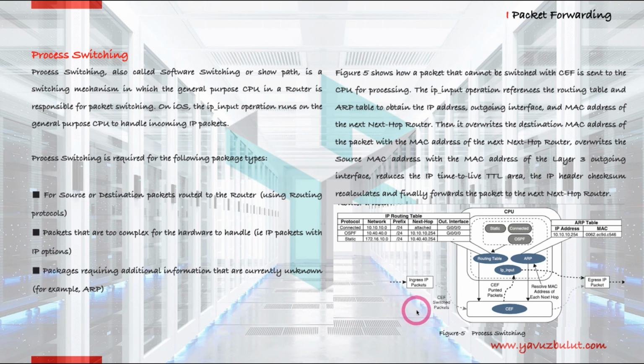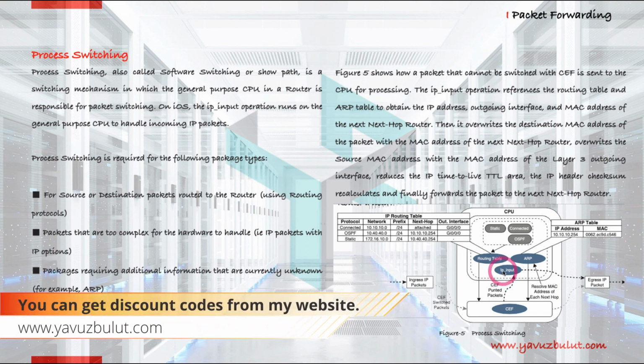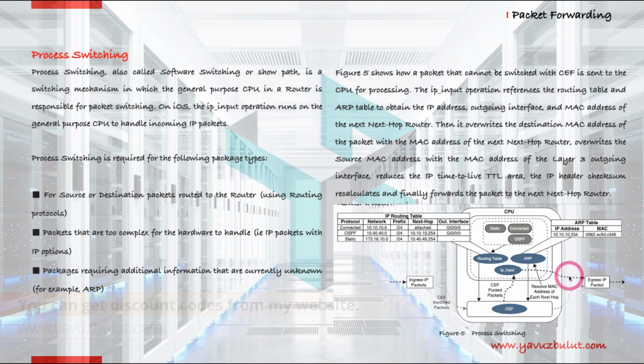This shows how process switching is used. The IP packet comes in here, but it cannot be switched with Cisco Express Forwarding, so the packet is sent to the CPU, and the packet is sent from there by looking at the information from the routing table and ARP table on the CPU. This is the topic I'm going to talk about in this lesson in a nutshell.